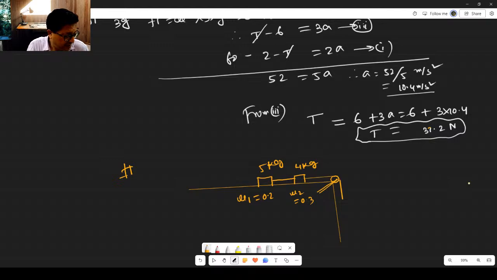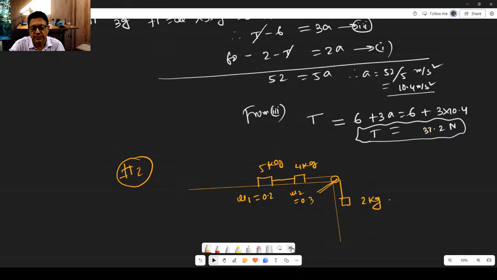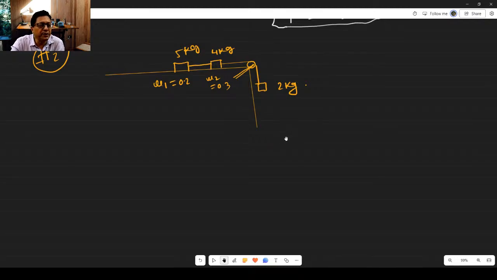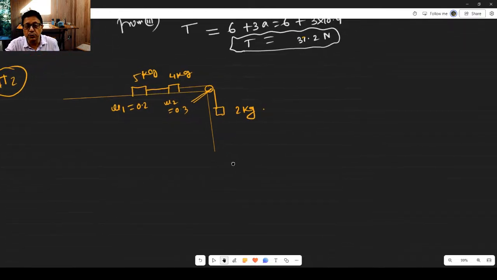Third mass is also there. The third mass, I am taking this one as 2 kg. Clear? Your question: find the acceleration of the system and tension at various parts. Pulley is involved here. So how to proceed? You have to draw the free body diagram, isn't it? Free body diagram for the mass 2 kg, for the 4 kg, and therefore 5 kg. You have to do all these things.